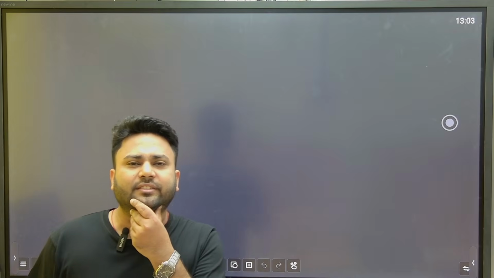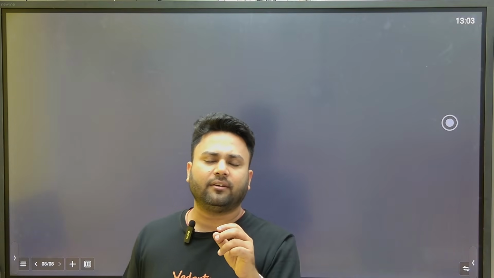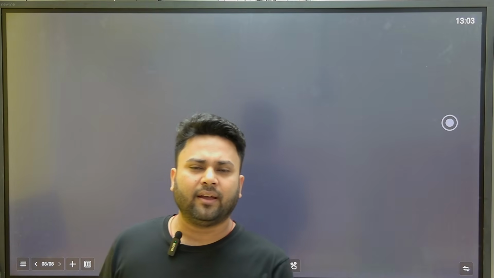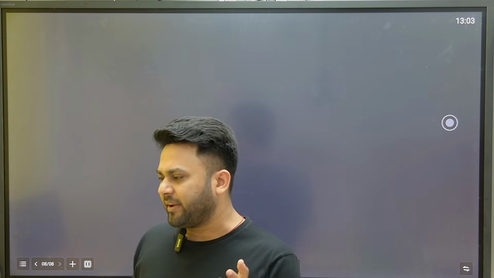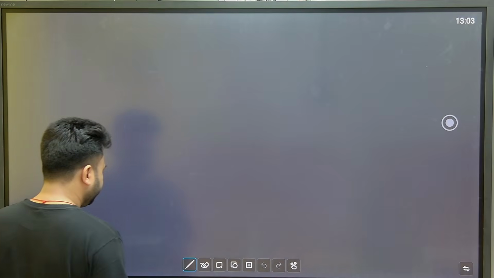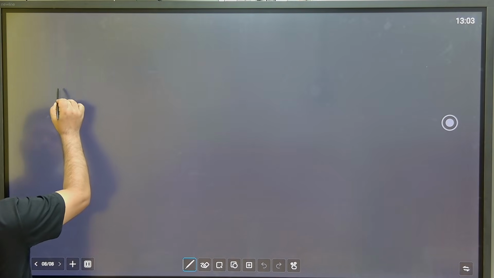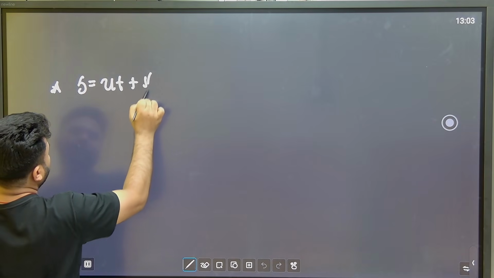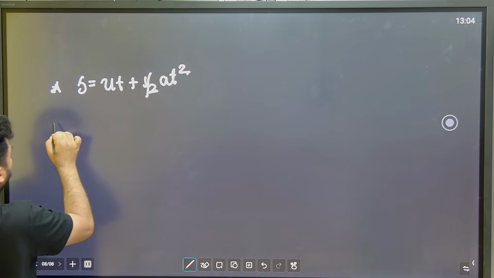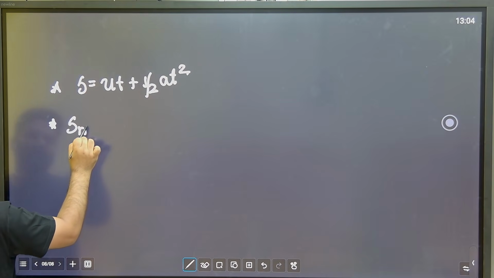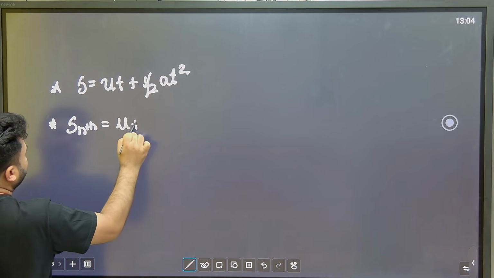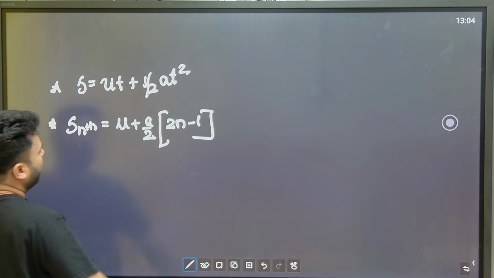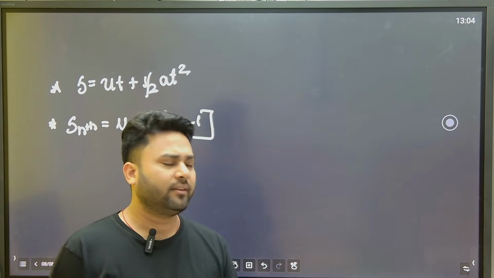Now coming back to these 4 equations: v equals u plus at, v square minus u square equals 2as, s equals ut plus half at square, and s nth equals u plus a by 2 (2n minus 1). Now there is confusion between two formulas, that is s equals ut plus half at square and s nth equals u plus a by 2 (2n minus 1). Now what is the difference between these two, s and s nth?